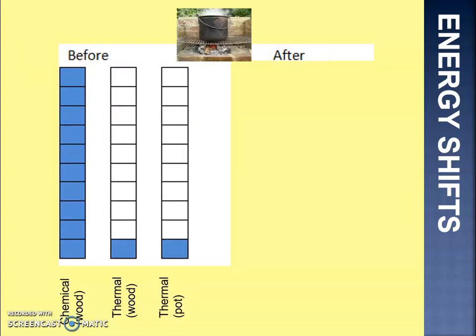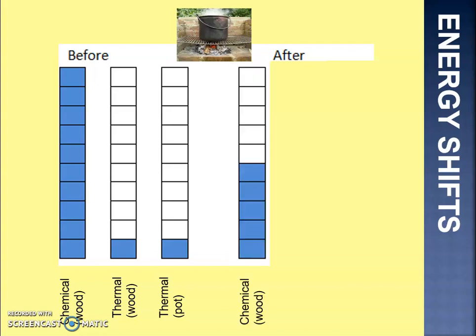So if we look at this diagram, this shows us we have these energy stores. We've got chemical, thermal of the wood, and thermal of the pot. Chemical is completely full, thermal of the wood and the pot are quite low before it's heated. After, chemical's gone down. It's gone down by 5. So what must happen to thermal in the wood and thermal in the pot?